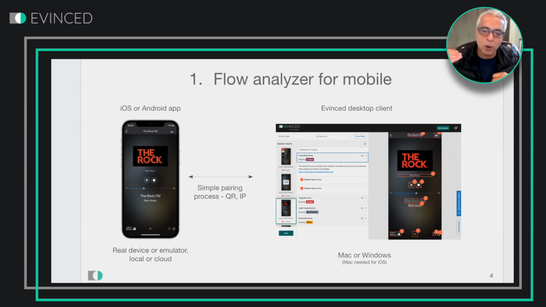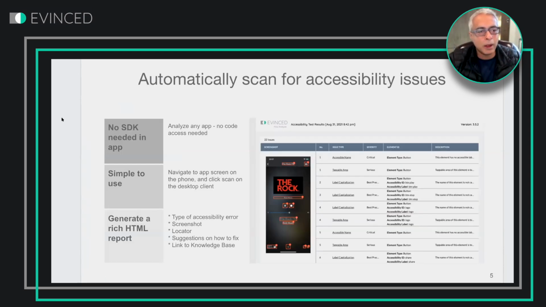It'll show you what's broken from an accessibility point of view, how to fix it, point out exactly where it is, and make sure the screenshots are there. And you can also, very soon, incorporate this into your Jira process of opening tickets and things like that, right? So that's the idea of the Flow Analyzer for mobile. And there's some really interesting things about it. You don't need any SDK in the app, right? So you can basically test any app.